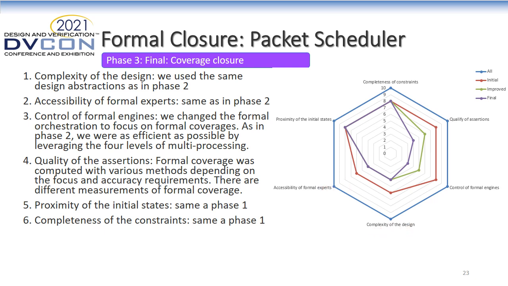Now for the complexity of the design, we are not doing more abstractions anymore. However, for formal engine, we are now changing the orchestration of the formal engine to focus on formal coverage. Now for assertion, we measure the formal coverage in multiple ways so that we can get a complete picture of the formal coverage structurally and dynamically during the formal run.